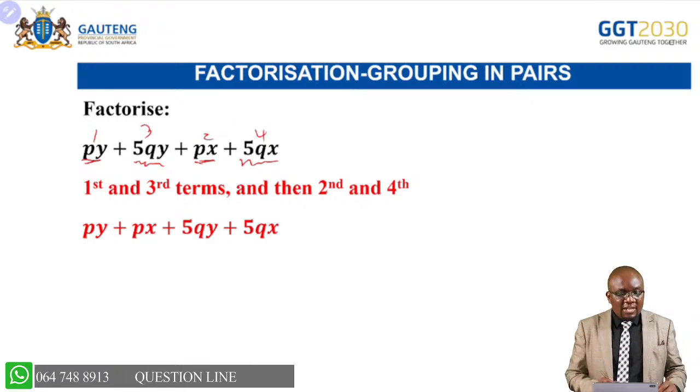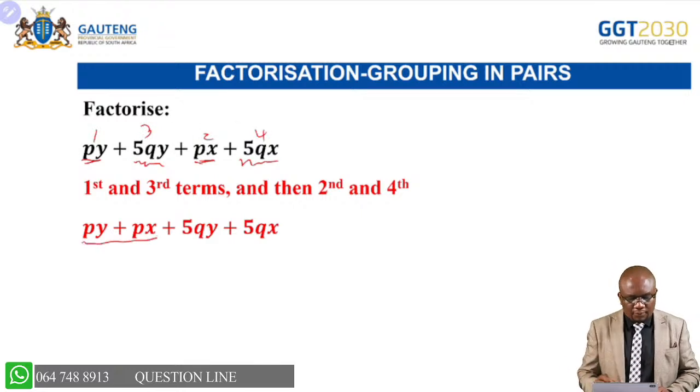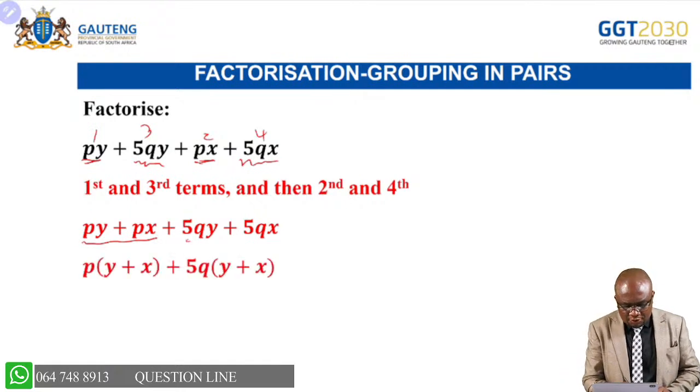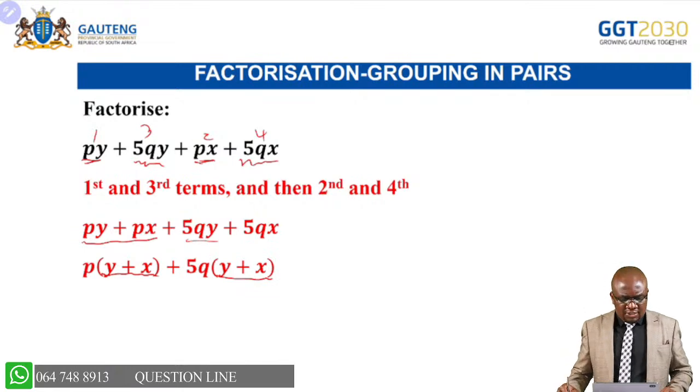I've rearranged them. Now let's factorize the first two. It's going to be p and then y plus x, and then it's going to be 5q and then y plus x. Do you see that? Do we have a common bracket? Yes, we have the common bracket, which is y plus x.